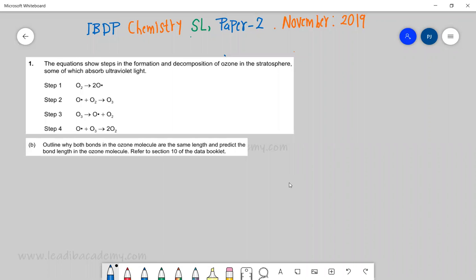Okay, let's look into question B. Outline why both the bonds in the ozone molecule are of the same length. Predict the bond length in the ozone molecule. Refer to section 10. So the first thing is to draw the Lewis structure for ozone, which we have already done.